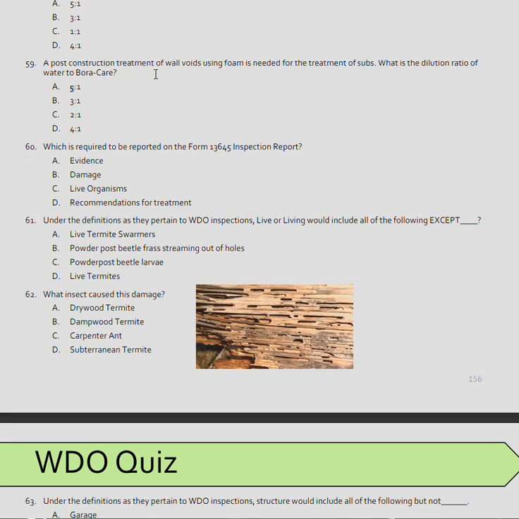For a post-construction treatment of wall voids using foam, needed for treatment of subs, what is the dilution ratio of water to Boracare? The answer is 5 to 1.